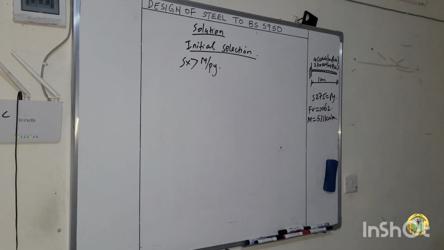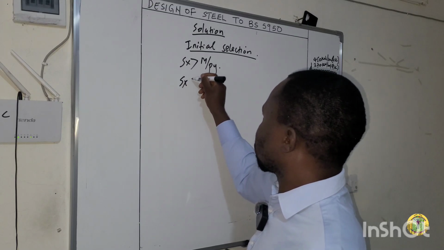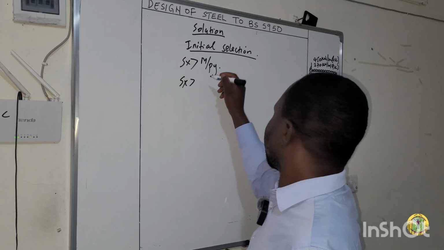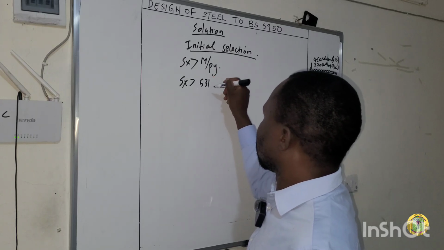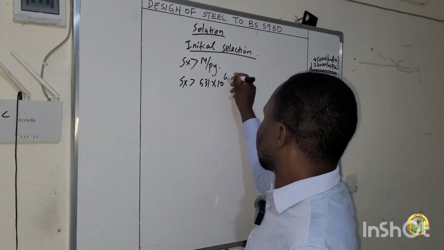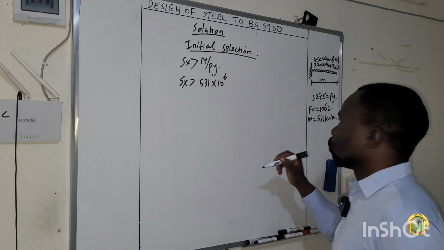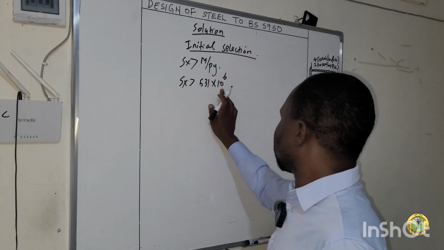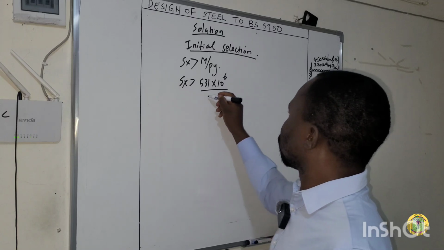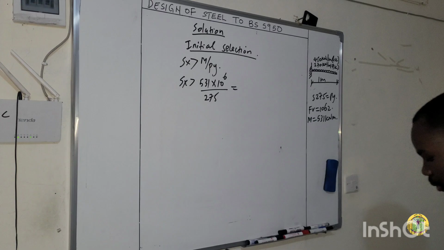So this one is equal to, so Sx, which is the plastic modulus, must be greater than M, which is 531 times 10 raised power 6. We change it from kilonewton meter to Newton millimeter. So you will multiply by 10 raised power 6 over Py, which is 275.